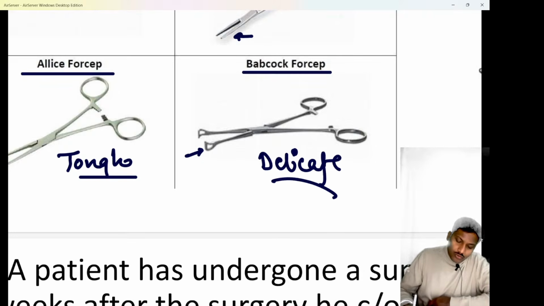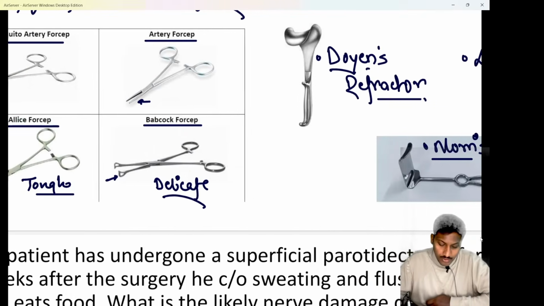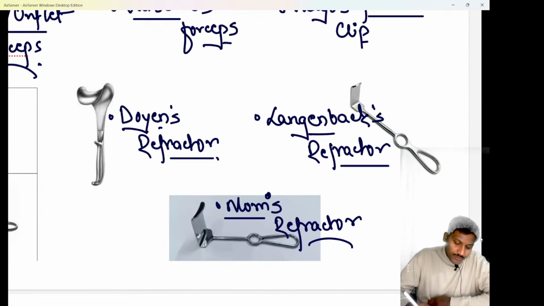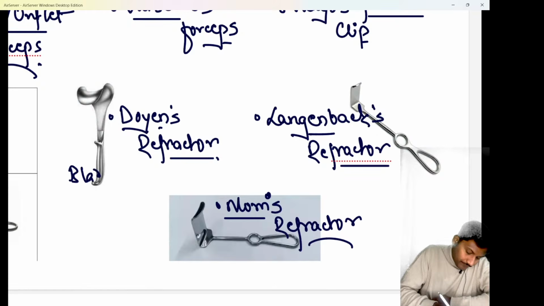It is generally used to hold the hollow or the delicate structures. That is important. Next, this is the classical feature of a Doyen's retractor. So this is the classical Doyen's retractor, and we know Doyen's retractor is generally used to retract the urinary bladder. So whenever you have to retract the urinary bladder, in those conditions, we have to use the Doyen's retractor.